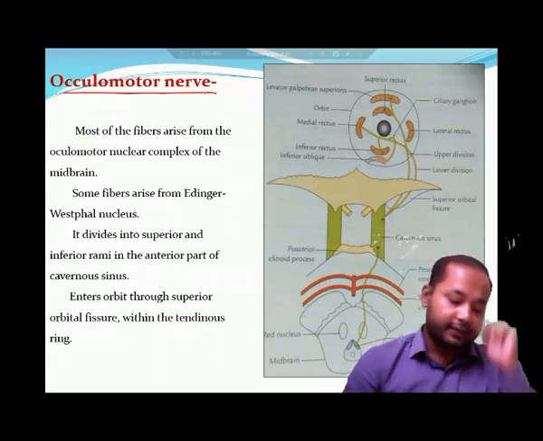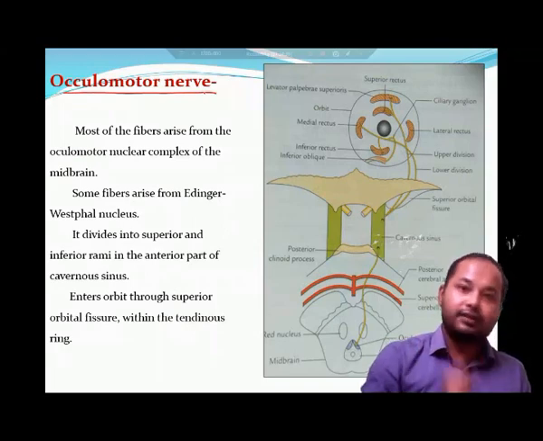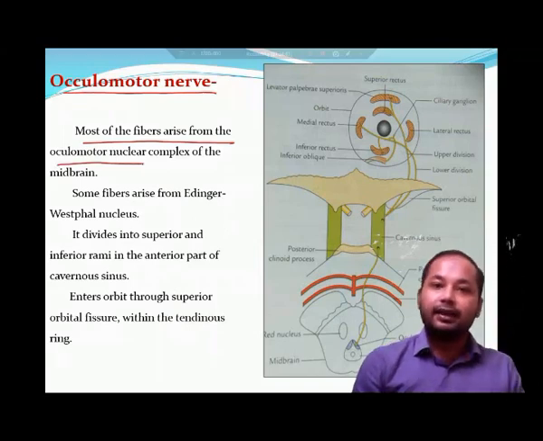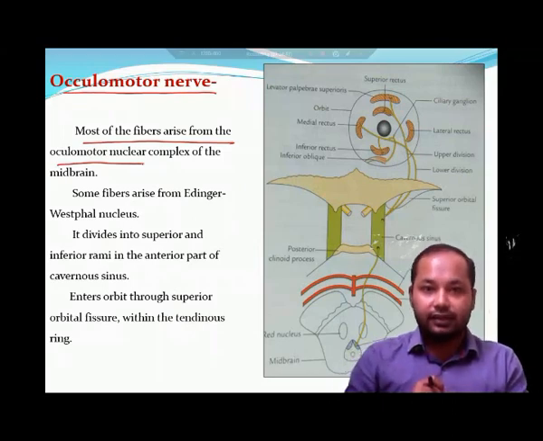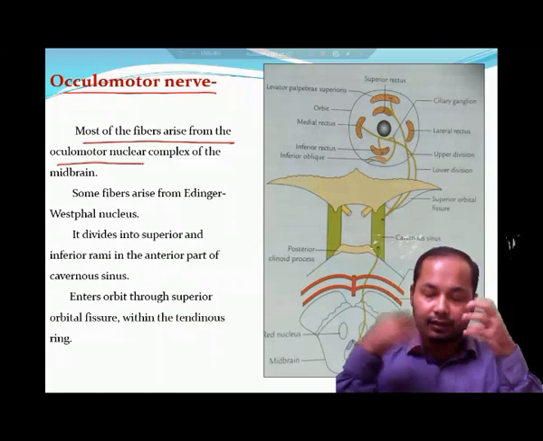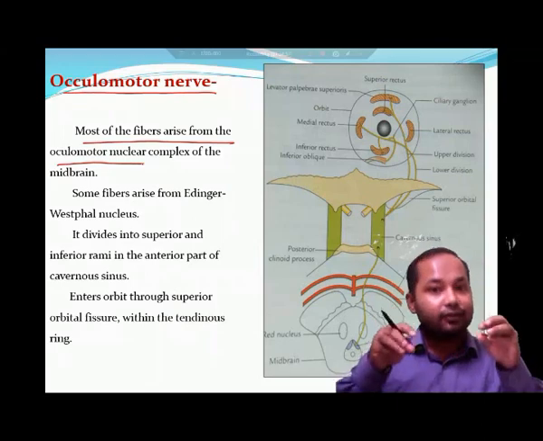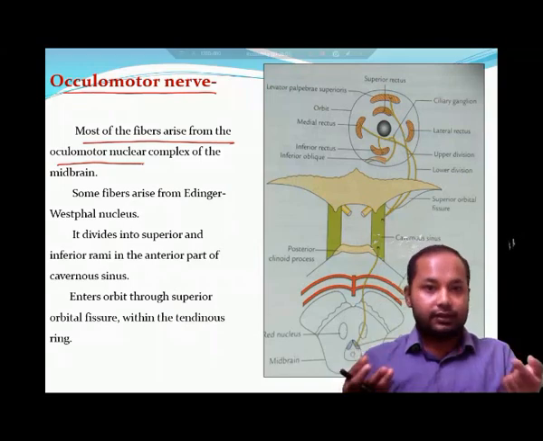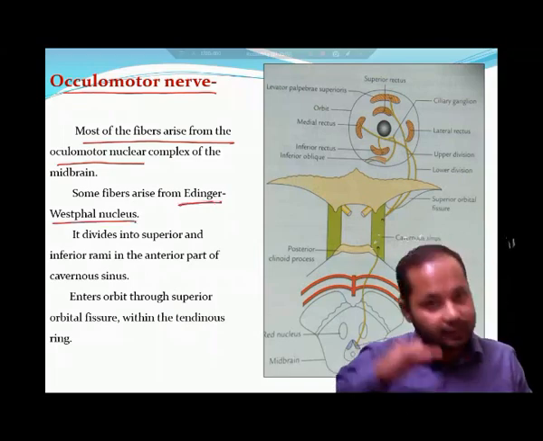So that is why two nuclei are feeding this oculomotor nerve. Most of the fibers arise from the oculomotor nuclear complex, the nucleus which carries out the general efferent, the voluntary response of moving the eyeball. That nucleus is called the oculomotor nucleus proper. From that nucleus it has its twigs, and there is one more just medial to that. This is called the Edinger-Westphal nucleus, which is at the same level in the midbrain.